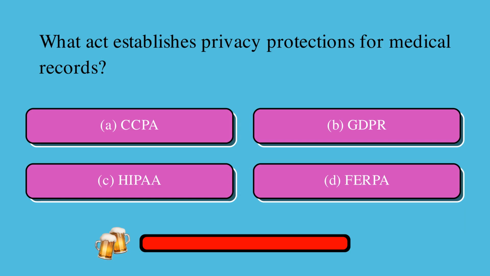What act establishes privacy protections for medical records? Is it A, CCPA, B, GDPR, C, HIPAA, or D, FERPA? The correct answer is C, HIPAA.